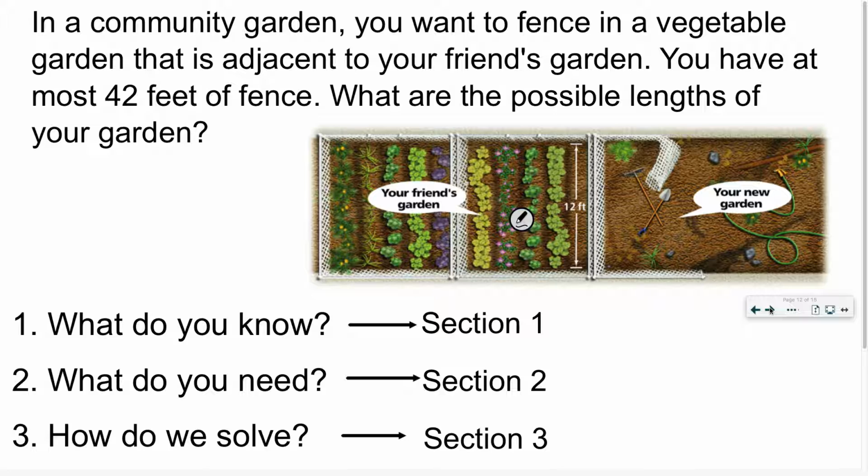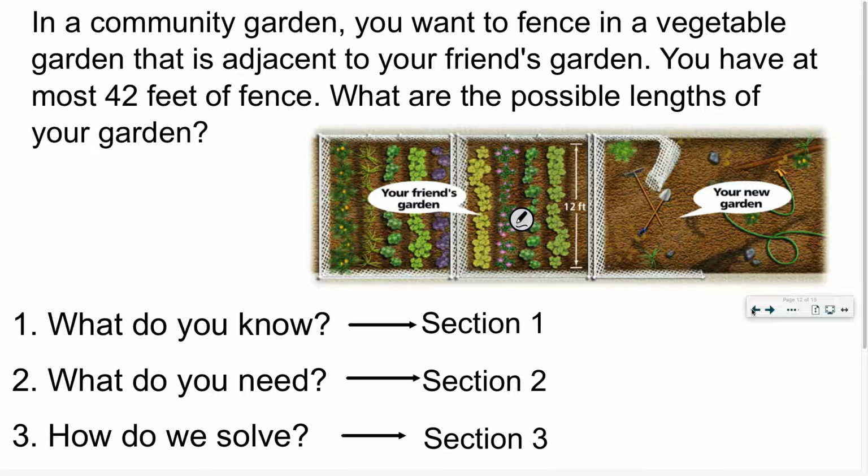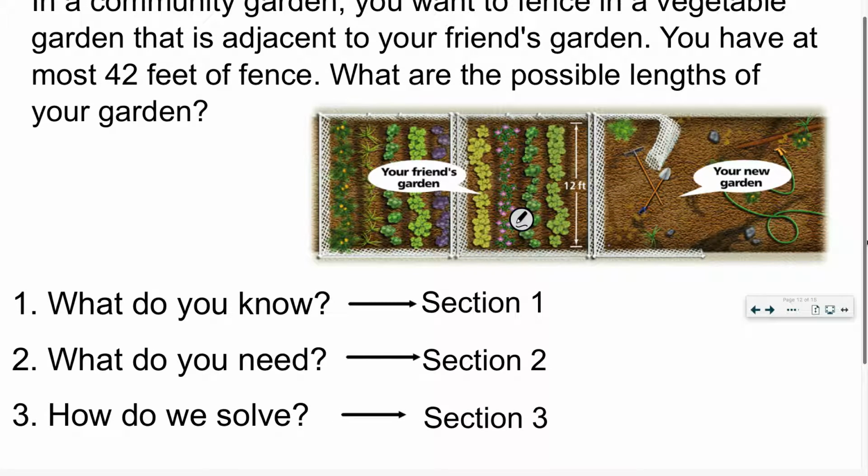Okay, so we're going to figure out what we know, what we need, and how we solve. What do I know here? Kevin, you have 42 feet of fence. Okay, so I know that I have 42 feet of fence.